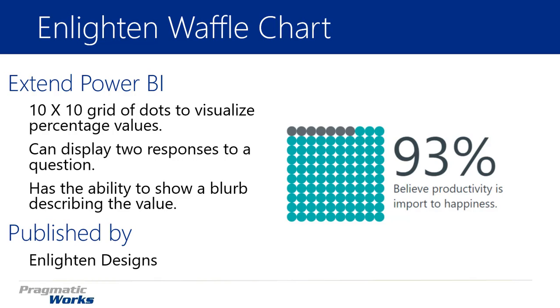So it's a 10 by 10 grid of dots that allows you to visualize the percentage of values that you're showing. So it might be pretty good for something like a survey. That's what we're going to be looking at in our example. We're going to be looking at some survey data and showing the percentage of respondents that had a certain opinion.